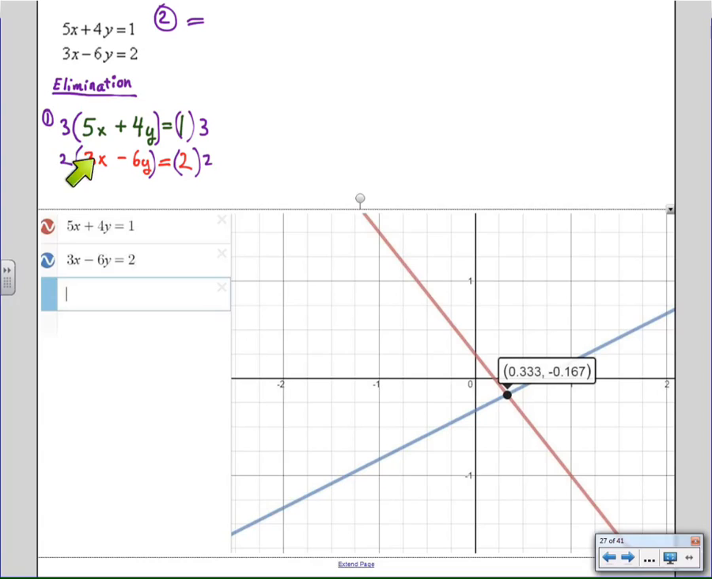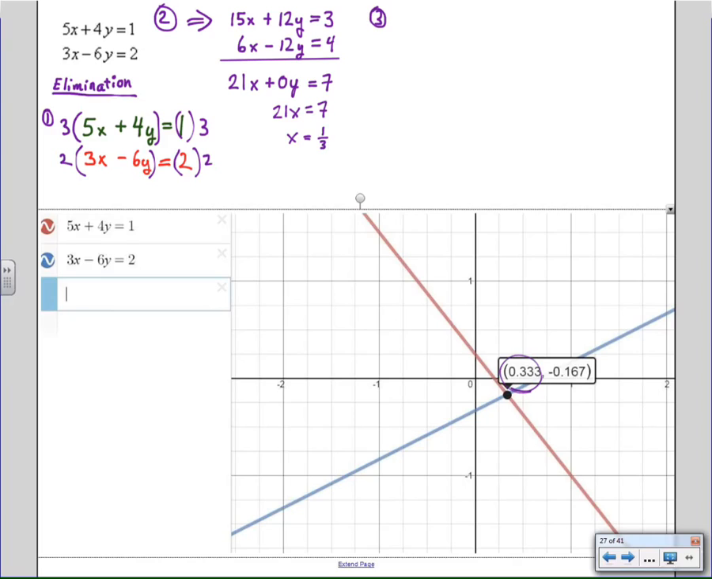Here both the x's are positive, I would have to make one of them negative and thereby make every term negative and increase my chances of mistake because of all that negativity. So, needless to say, when I distribute here, I'm going to end up with a system that now looks like 15x plus 12y equals 3 and 6x minus 12y equals 4. When I add the two together, I get 7 on the right-hand side, and I get 21x on the left-hand side, and solve and get x equals 1/3.